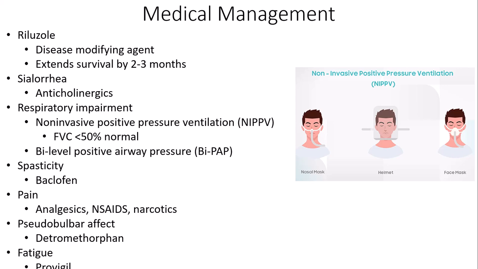Okay, to manage spasticity, baclofen is usually the drug of choice. Analgesics, NSAIDs, and narcotics to manage pain. And if the person has any kind of bulbar palsy, they may present with pseudobulbar affect. Okay, dextromethorphan is the drug of choice for treating that. And to help with patient fatigue over time, Provigil.